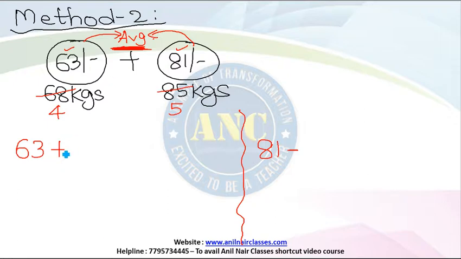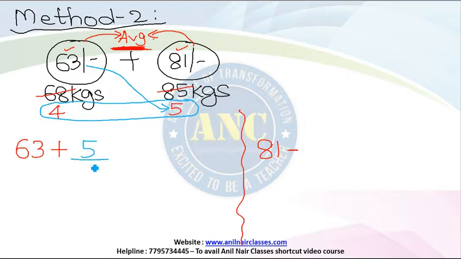Listen carefully, sir. 63 plus, what is the diagonal element of 63? Diagonal element of 63 is 5. Write down 5. What is the sum of 5 and 4? Sum of 5 and 4 is 9. Write down 9. What is the difference of 81 and 63? Difference of 81 and 63 is 18.